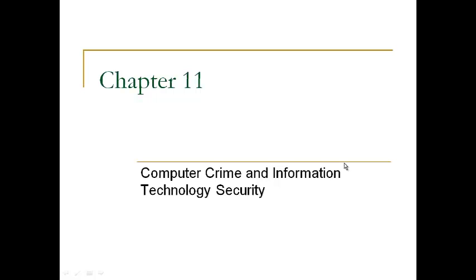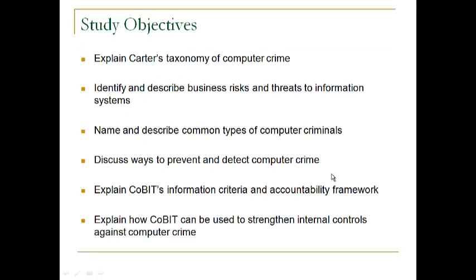Hi everyone, in this screencast we're going to talk about Chapter 11 in your AIS textbook, Computer Crime and Information Technology Security. Our objectives for Chapter 11, we want to talk about Carter's taxonomy of computer crime and the different types of computer crime that are encompassed in that taxonomy.